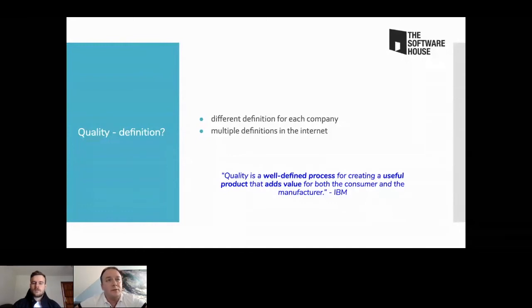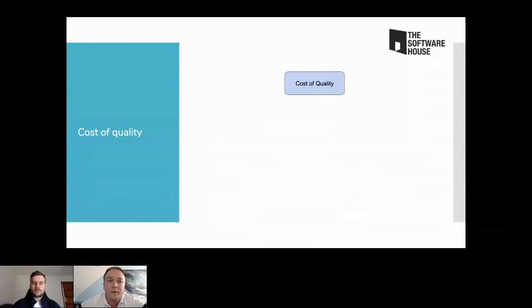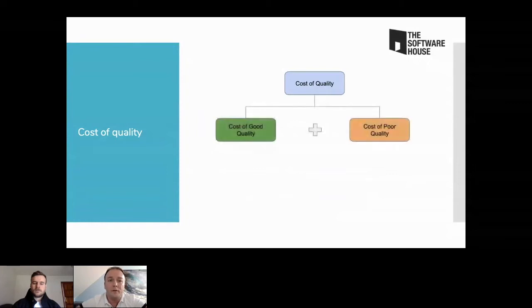So when we speak about quality, probably many of you think, okay, it's perfect, but how much does that cost? So let's speak a little bit about the cost of quality. Normally, we can measure it by time or effort, but the money is the main factor that can convince everyone. So we can divide the cost of quality into two parts: the cost of good quality and the cost of poor quality.